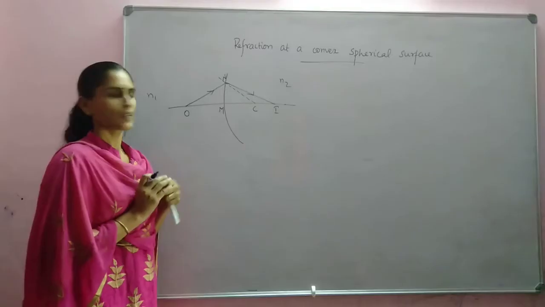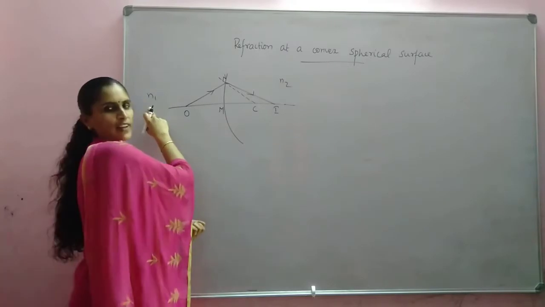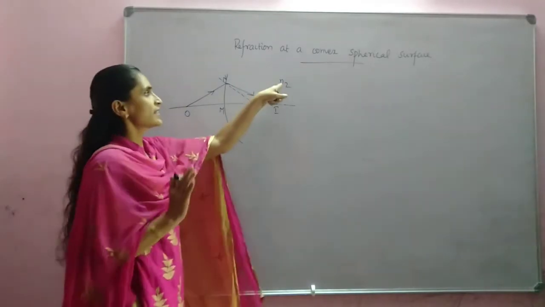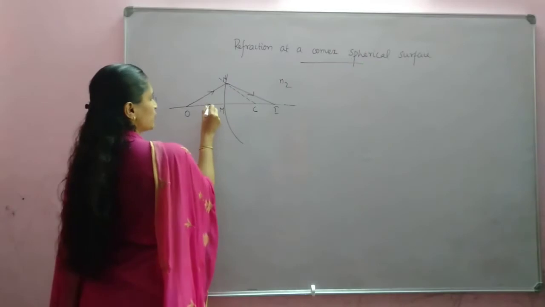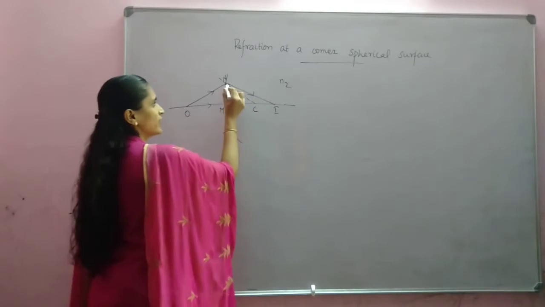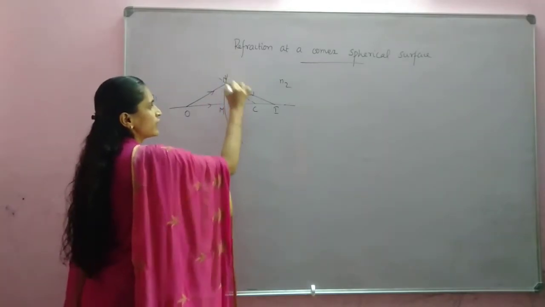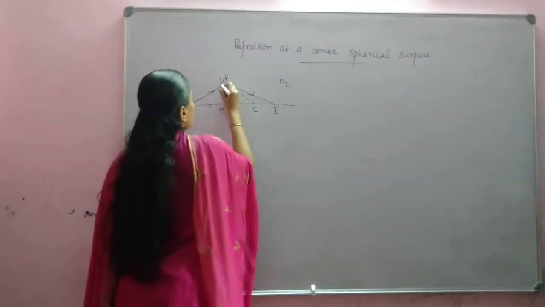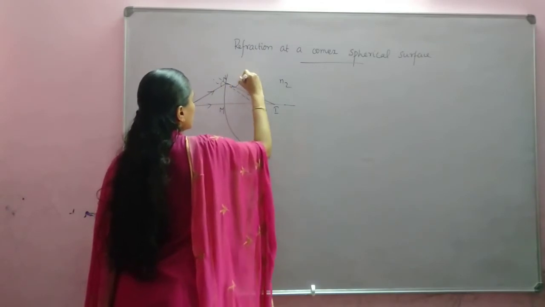See the diagram. Here we can see an object O kept in a medium having refractive index N1. And here a convex surface, the spherical surface, has refractive index N2. To get the image, two rays are needed. One ray goes undeviated and another ray ON is incident on this surface. Here we can draw the normal. NC is the normal at this point N. We can mark this angle as the angle of incidence and this angle as the angle of refraction.